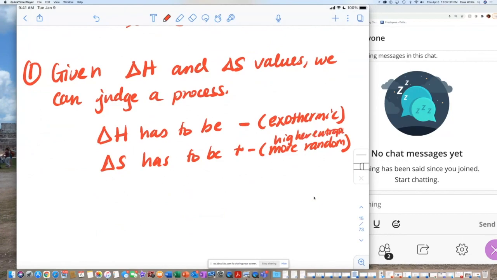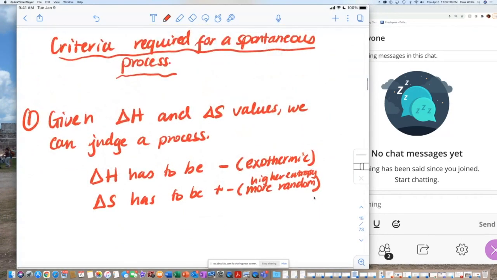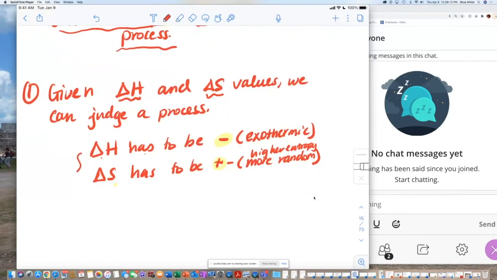We'll come back to this over and over again in this chapter, and I'll keep reviewing it in the next chapter. When your homework asks, is this process spontaneous? First ask yourself, did they give me delta H and delta S values? If yes, is the sign on delta H negative? If yes, that's just half the information. Is the sign of delta S positive? If yes, then based on the above two signs, the process is spontaneous.